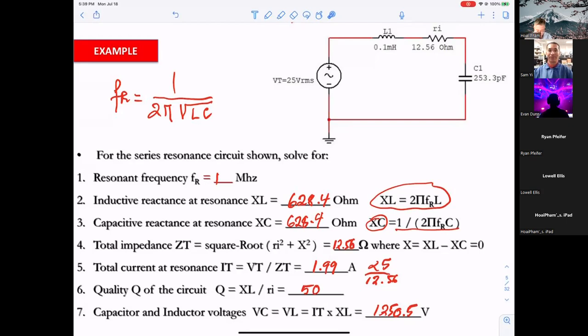Now, next, they want to calculate the inductive reactance at resonance. So the formula will be XL equals 2 pi times FR times L. My calculation is 628.40. If you get that, just let me know.